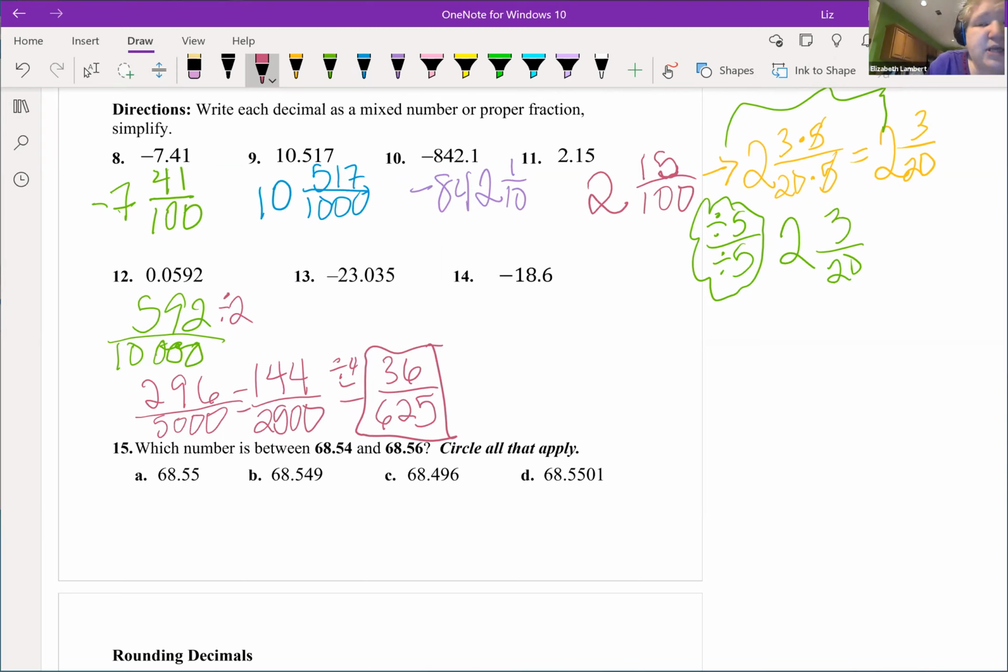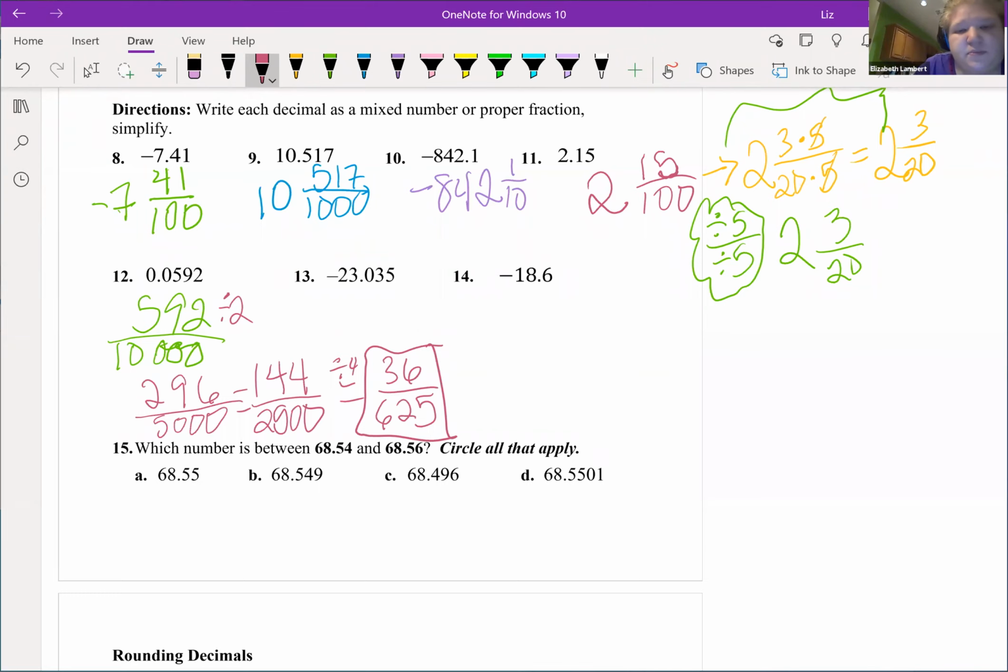Again, though, if you just typed 592 divided by 10,000, most of your calculators will give 36 over 625. And then if you wanted to show work, you could say, all right, what's 592 divided by 36? And it would tell you it is 16, because we did divide by 2, and then divide by 4. 2 times 2 times 4 is 16. So if we do 592 divided by 16, we get 36. If we do 10,000 divided by 16, we get 625.